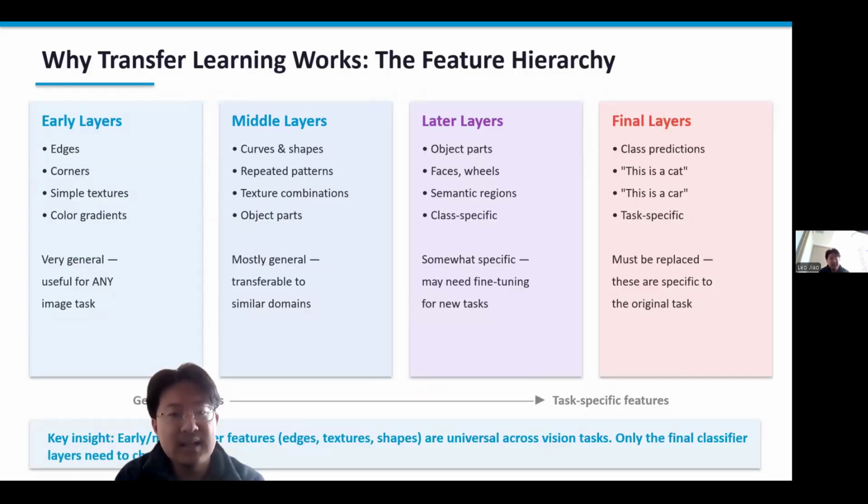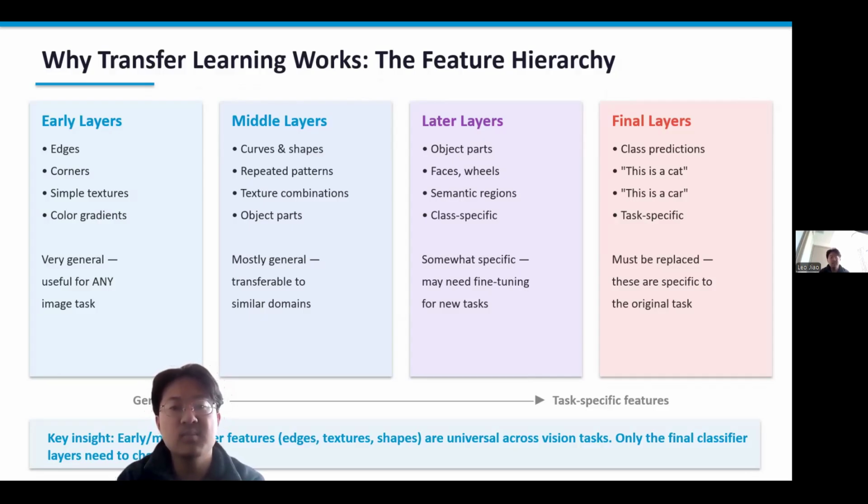Now, why does transfer learning actually work? The answer is the feature hierarchy. When a CNN is trained on a large data set, different layers learn different things. The early layers learn very general features, things like edges, corners, simple textures, and color gradients. These features are useful for any image task. It doesn't matter if you are classifying dogs or X-rays or clothing.